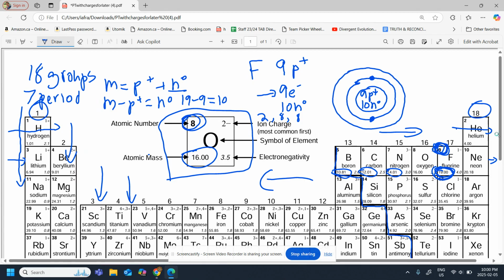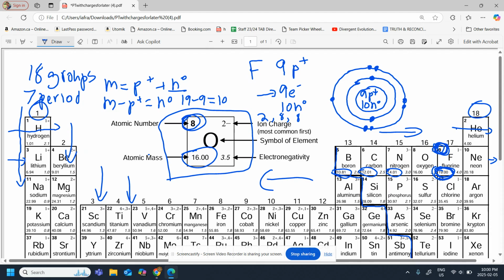I place 2, I had 9, so I have 7 left to place. So I do 1 on top, 1 on the right, 1 on the bottom, 1 on the left. Then I start to pair. So that's 4, then 5, and then 6, and then 7. So now I've placed a total of 9 electrons on 2 shells. If I had more, I'd continue placing until I ran out of space, which is after 8.